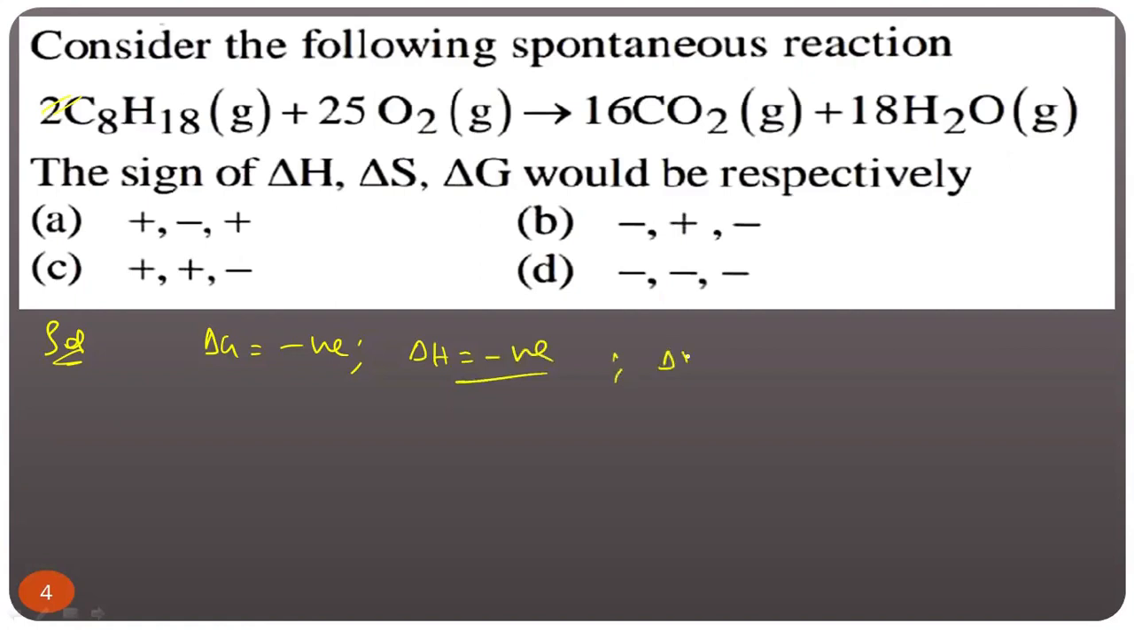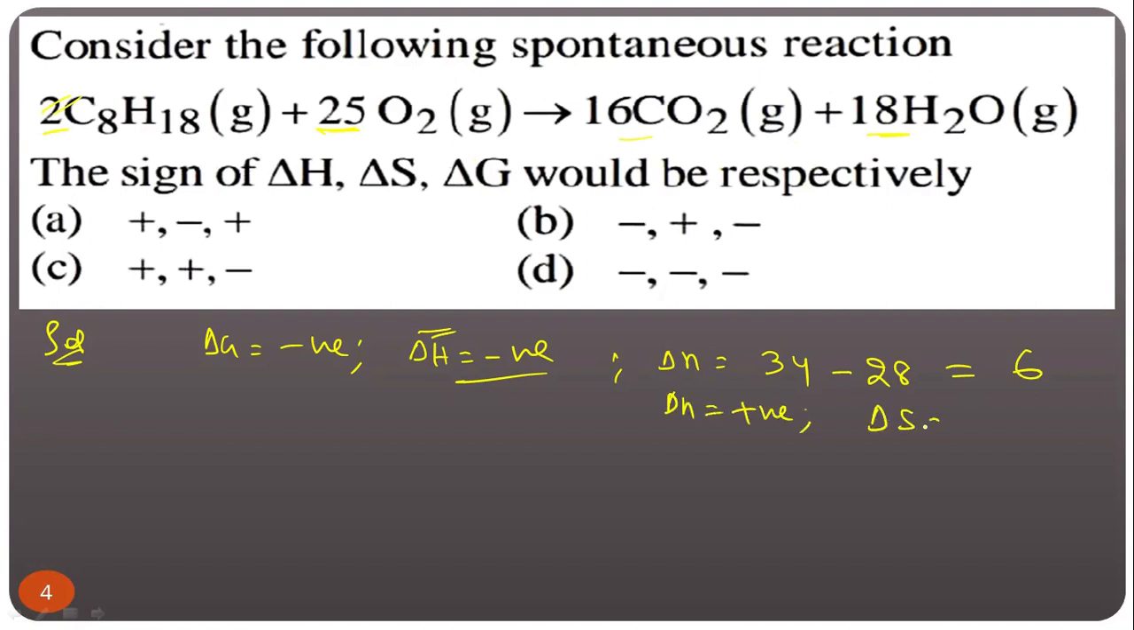Now find out delta n. Exothermic reaction, delta H negative. Now delta n, look at. Here is how many moles of gas? 25 plus 2, 27. And here is how many moles of gases? 16 plus 18, that means to say 34. 34 minus 27, that means to say that is equal to 6. Means delta n is positive.